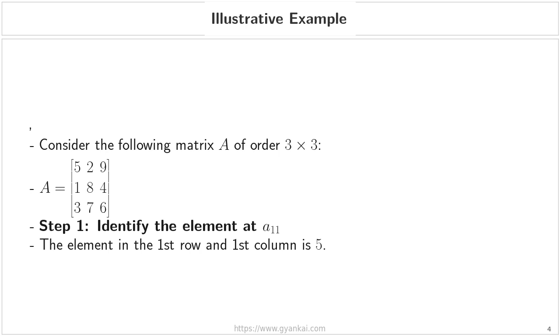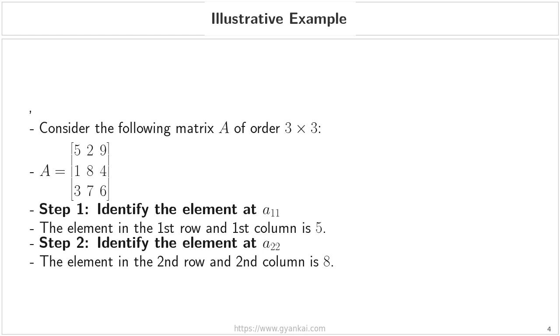Following the identification process we just learned, let us begin with step 1. We need to locate the element at position a 1 1. By looking at the intersection of the first row and the first column, we can see that the value is 5. Next, we move to step 2 to identify the element at position a 2 2.